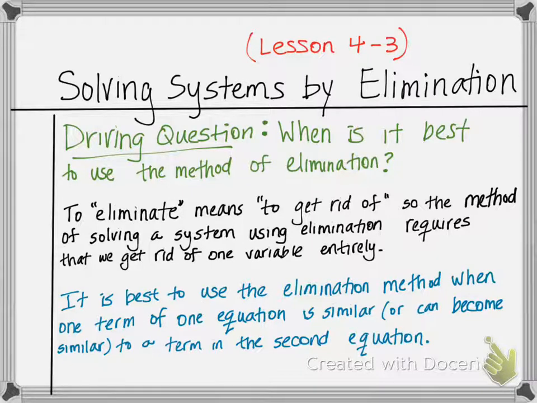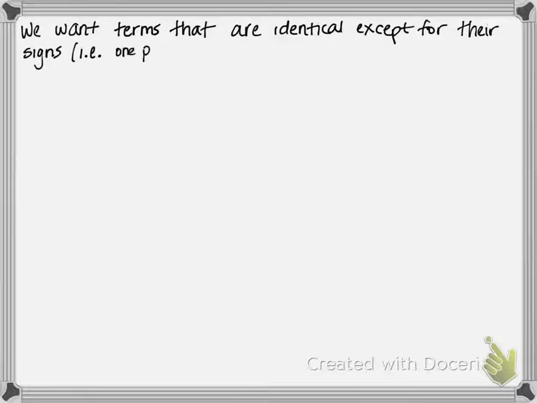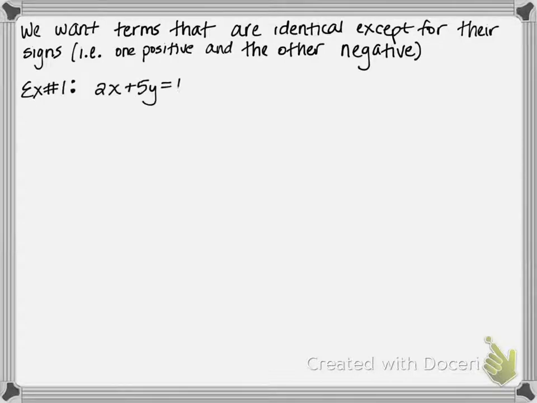So when two terms almost look the same, we think, hey, I could just get rid of both of those because they're the same thing. That is when it's best. And I think you'll be able to recognize that once you see a couple of examples. So like I was talking about a little while ago, we want terms that are almost identical except for their sign. So it would be nice if one was positive and one was negative.